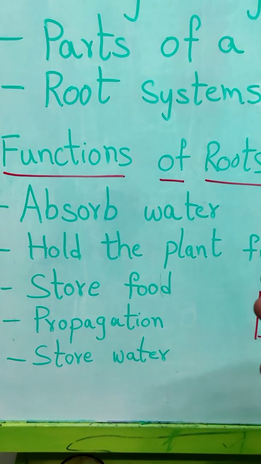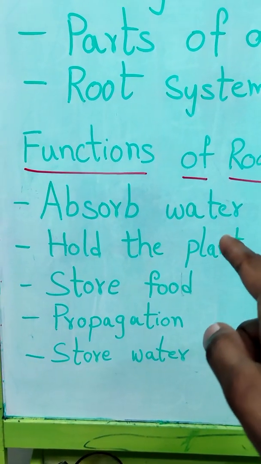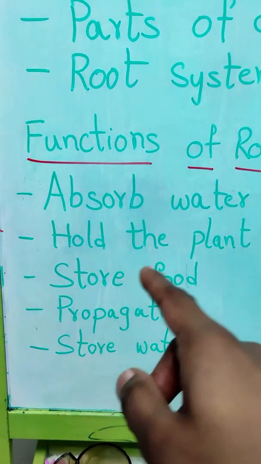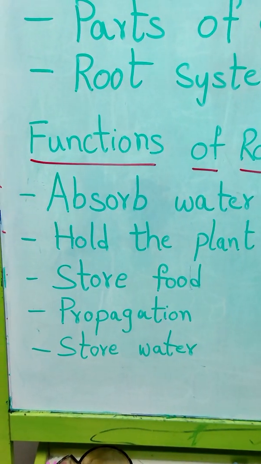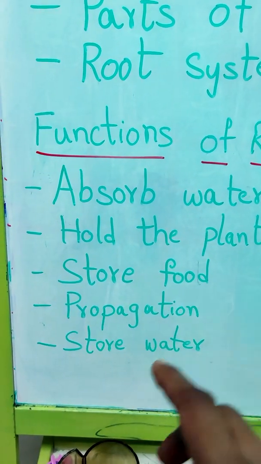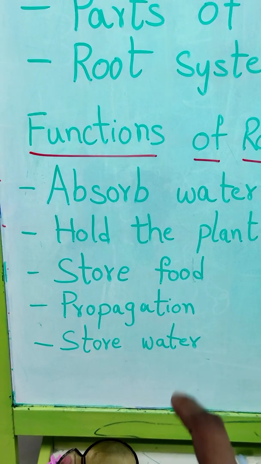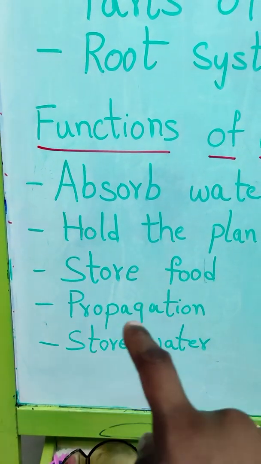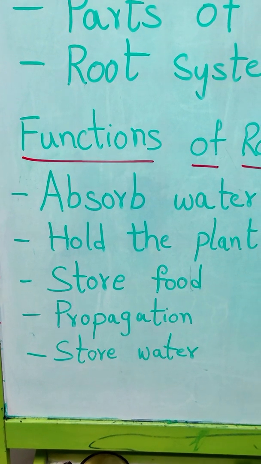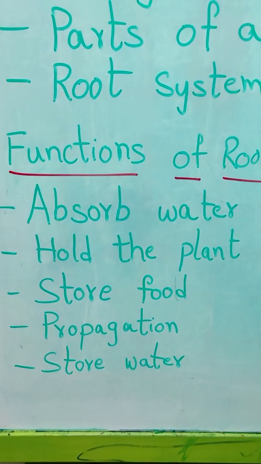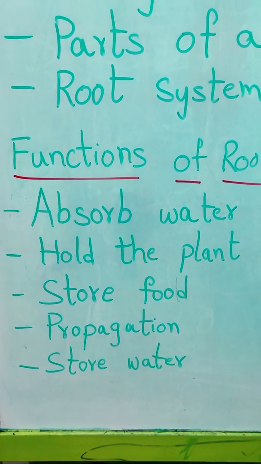So the functions of the roots are: they absorb water from the soil, and the second is they hold the plant in place, and they store food, and sometimes they also store water. And the last one is propagation. The roots also help in the propagation of the plant, that is, making new plants from itself. Okay, now let's learn about all these in detail.